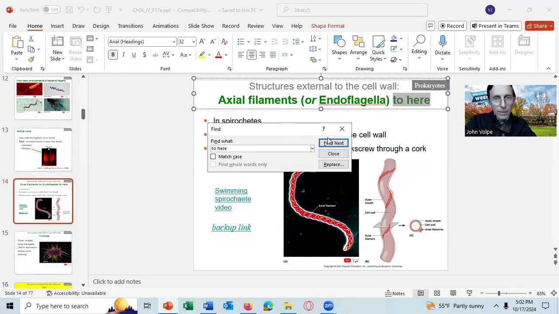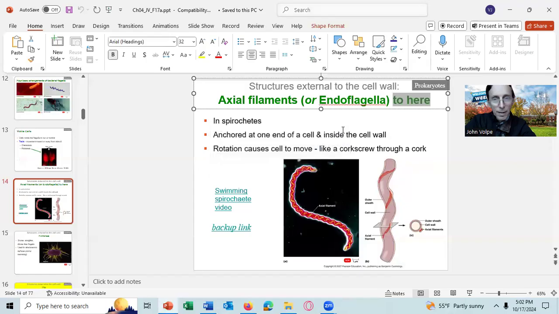So I have that we had talked last time about the endoflagella. And I remember talking about the endoflagella. Any questions about the endoflagella? Let me get this out of the way. It's a flagella found inside the cell wall, found only in spirochetes.